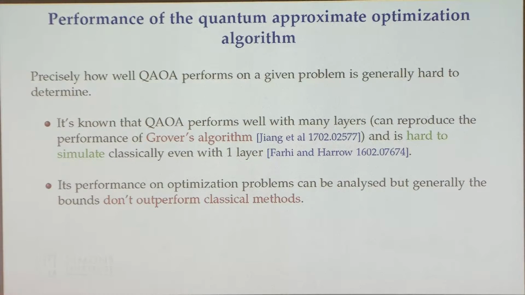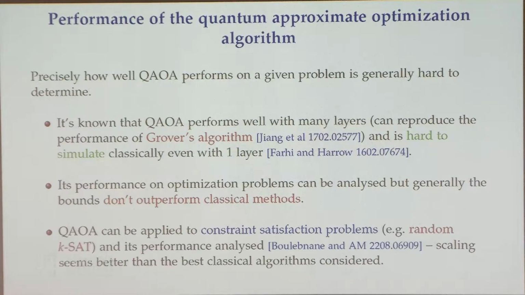In many cases, we can analyze the performance of QAOA on optimization problems. Like we can work out, in some cases, what the fraction of constraints is that it can satisfy, its approximation ratio. And often the bounds that are found tend not to outperform the best classical methods in terms of the fraction of the constraints we can satisfy.